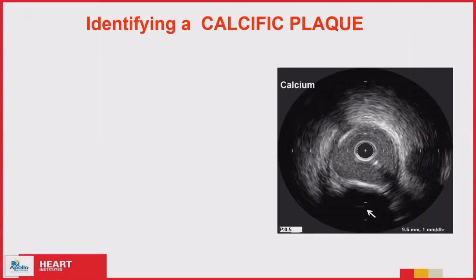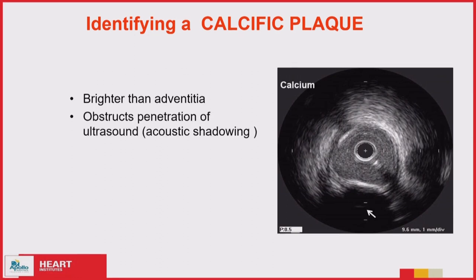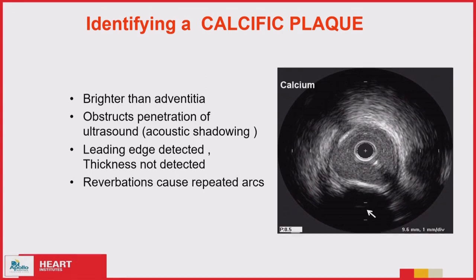So pre-intervention, how do you identify calcium? It should be brighter than the adventitia. There should be an acoustic shadowing. The leading edge is detected, but thickness is not detected. Reverberations cause repeated arcs.